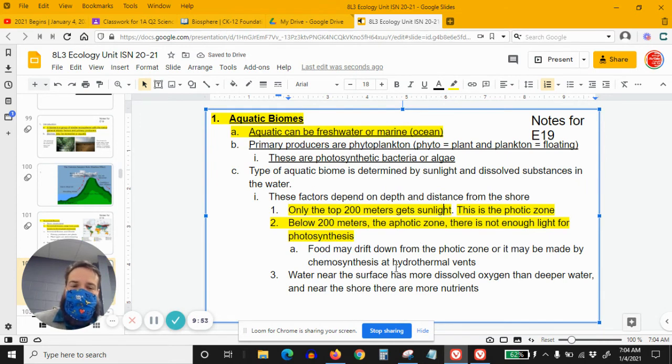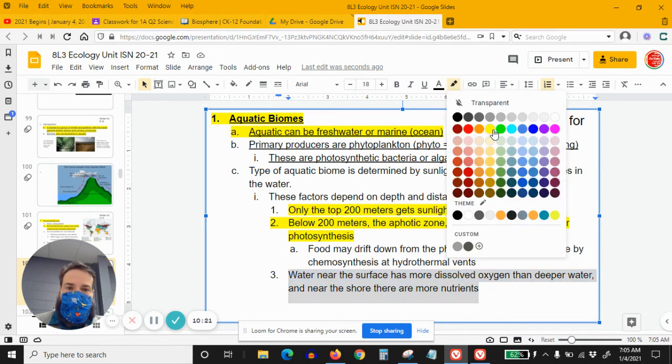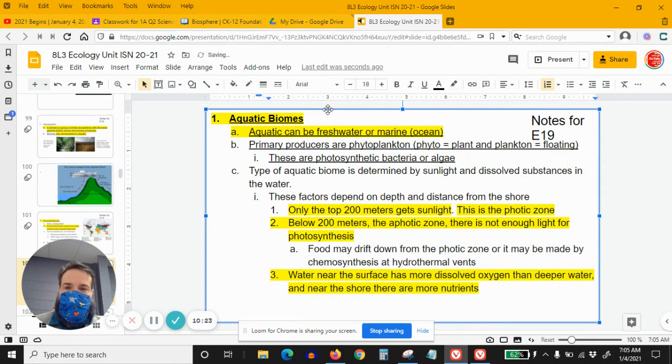Food can drift down from the photic zone, or it can be made by chemosynthesis at the hydrothermal vents. The hydrothermal vents are down at the bottom of the ocean near fault lines. We'll talk more about that in a little while. Water near the surface has more dissolved oxygen than deeper water, and nearer the shore there are more nutrients. So let's get that down.